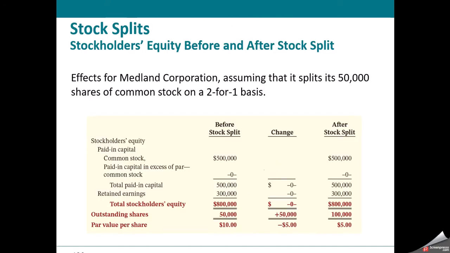And then as we look at our balance sheet, our stockholders' equity also does not change. It stays the same at $800,000. What changes is our number of shares. So now instead of having 50,000 shares, we have 100,000 shares. So our par value is down to $5. In this case, a 2-for-1, it would go in half.